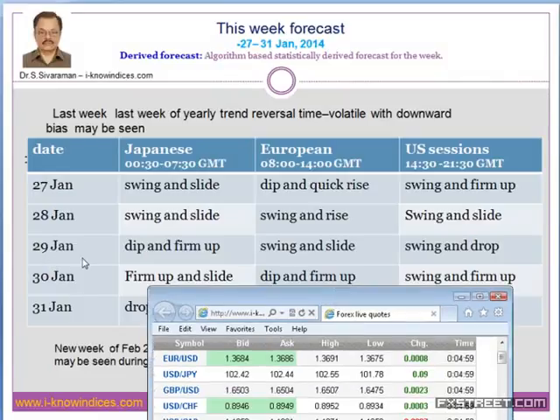FOMC meeting is there on 29th of January. So there are going to be harsh steps taken by the US. As a result, Euro and GBP could come down, or there might be a money squeeze, and as a result there could be a drop in the case of Euro and GBP. The speculative positions could be wound up.